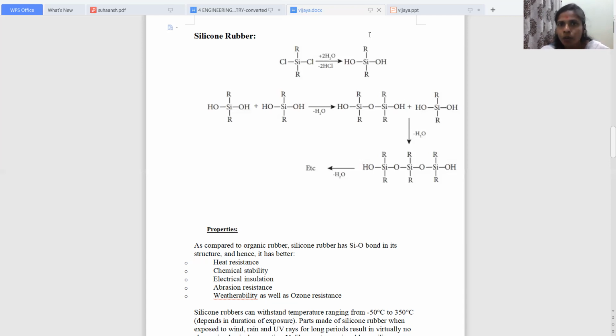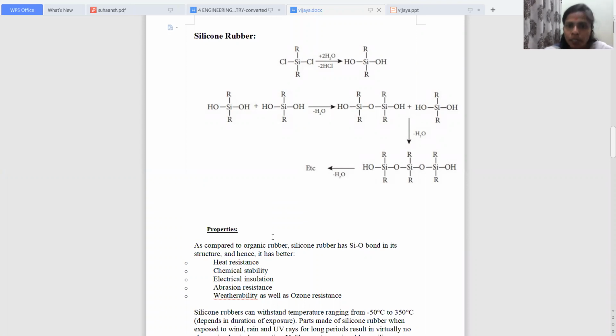See, I will show now. This water molecule is eliminated. When this water molecule is eliminated, we get the new bond between O and Si. Again on hydrolysis, again on elimination of a water molecule, condensation, Si-O-Si. Like that, we are getting this. So the final rubber is called the silicone rubber. So this is the synthesis of silicone rubber.